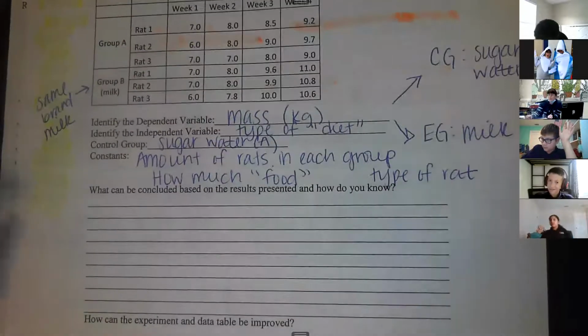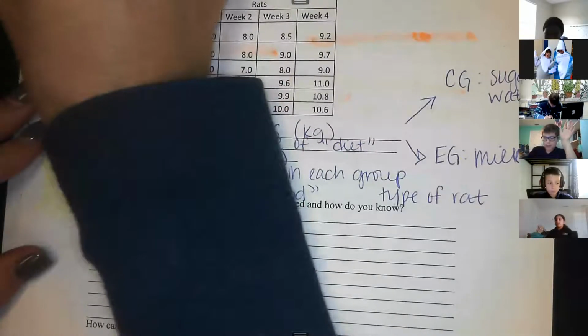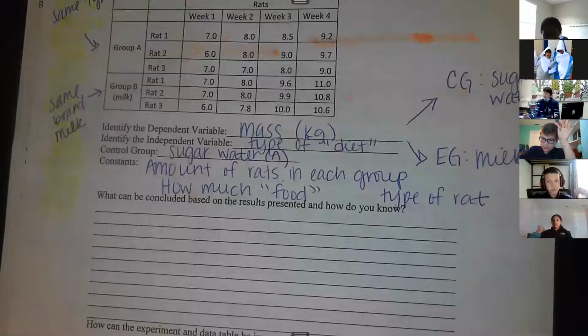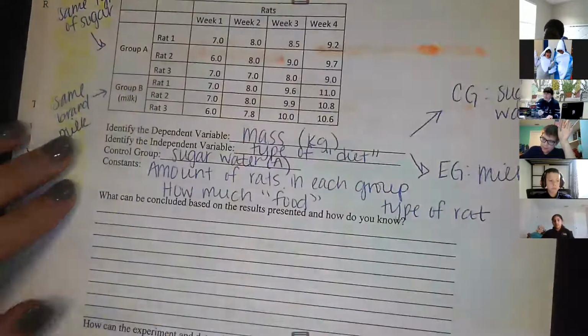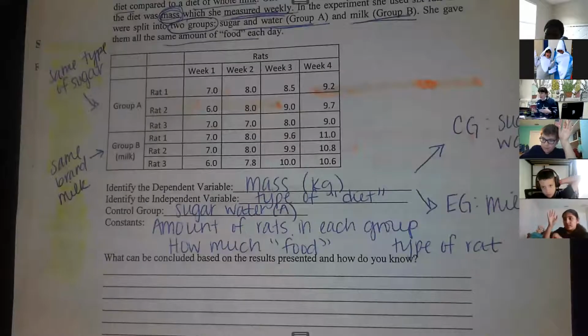Yep. Same type of sugar. And the same type of sugar water. Perfect. Well, there's cane sugar, coconut sugar, stevia, Splenda. Same amount of each, right? Same blend. Same environment. Same color.